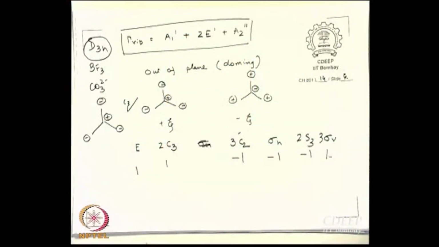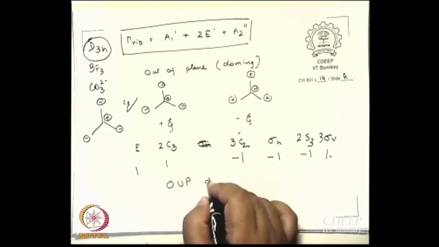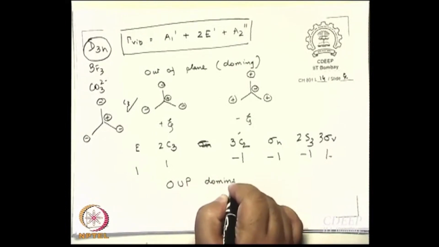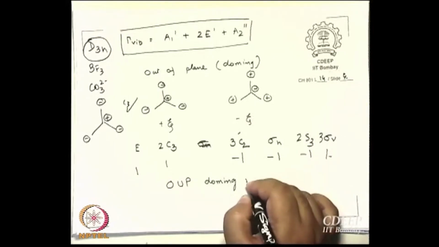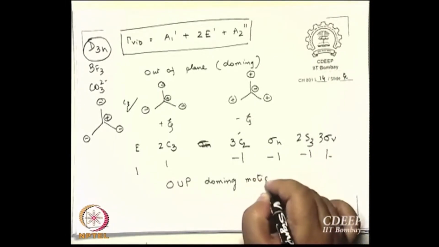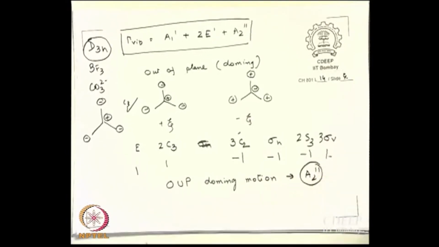this is like titration. You get impatient at the end point and then it is gone. So what we are saying is that the out of plane doming motion, what does OUP stand for? That definitely has A2 double dash symmetry. So one is assigned. Okay?